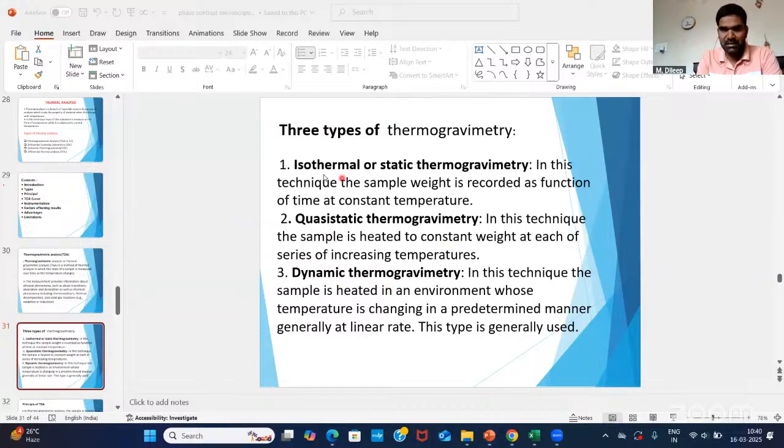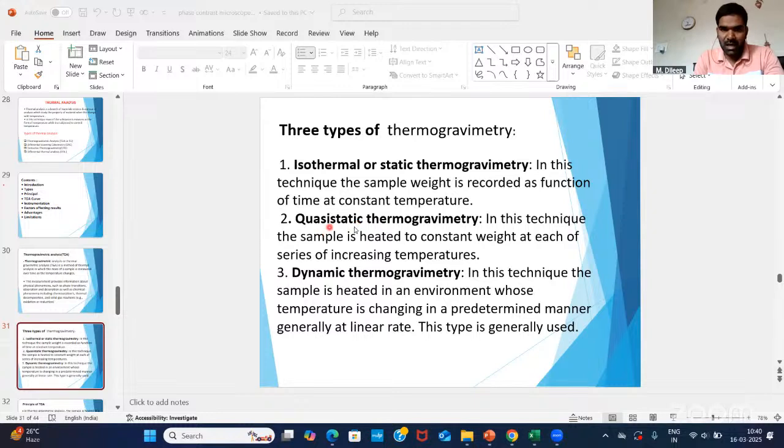Dynamic thermogravimetry. If you see the first one, isothermal or static thermogravimetry, in this technique the sample weight is recorded as a function of time at constant temperature. Isothermal or static means we keep the temperature constant and try to find the weight of the sample. As a function of time, we find the mass of the sample by keeping the temperature constant. This is isothermal or static thermogravimetry.